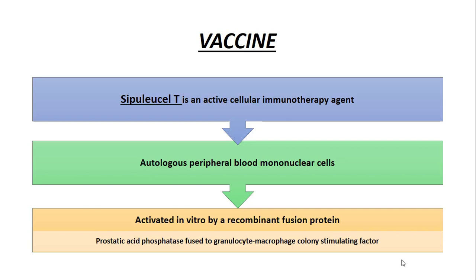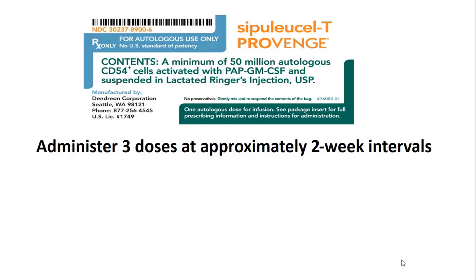It is activated in vitro by a recombinant fusion protein, that is prostatic acid phosphatase fused to granulocyte macrophage colony stimulating factor. And the dose is 3 doses at approximately 2 weeks interval.